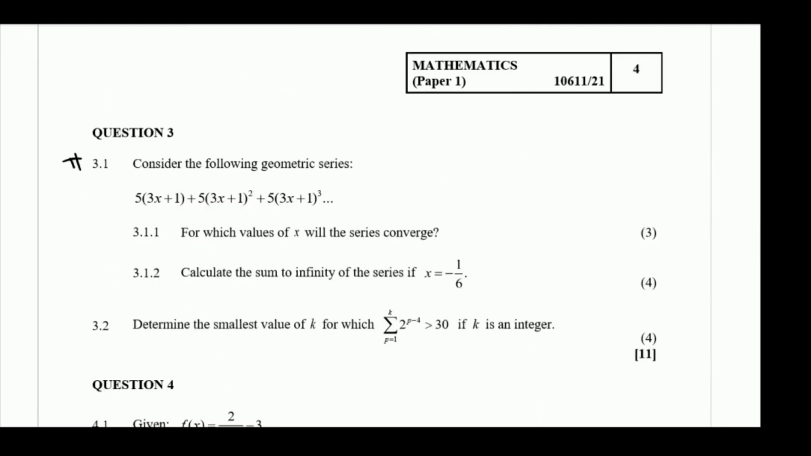Question 3.1, we are told to consider the following geometric series. This is the geometric series given, and the first question asks for which values of x will the series converge. Whenever they ask you this, for which values of x or for which values of r, whatever, will the series converge, you know convergence is determined by this: R must lie between -1 and 1. So this determines convergence of a geometric series.